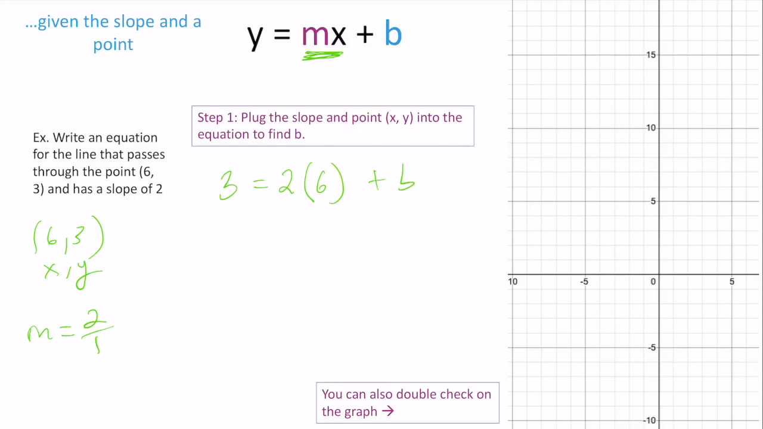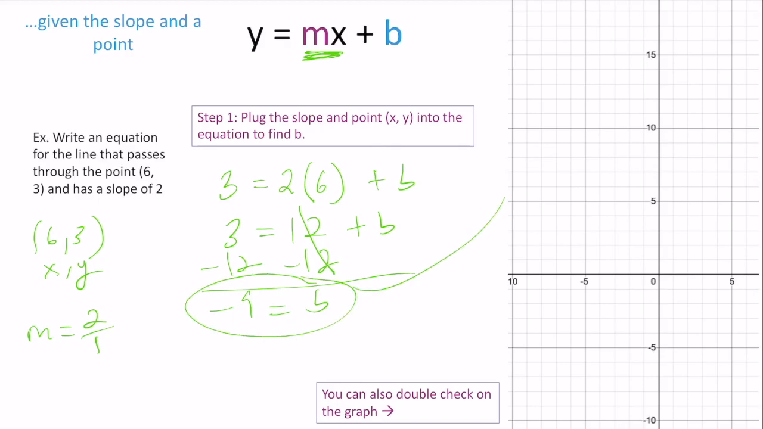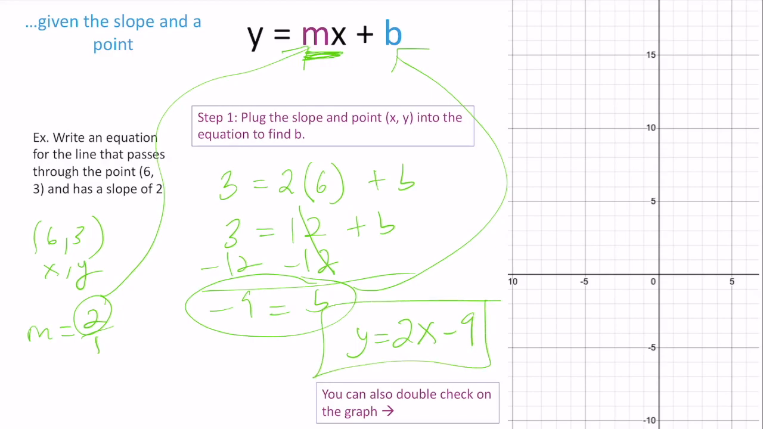But we don't know b, but we can figure that out. So 3 equals 12 plus b. Subtract 12, and I get -9 equals b. So I can pop that in now, and since I already know my slope is 2, I'm done. I can say y equals 2x minus 9. And if we graph that, you can see -9 is down here, and a slope of 2 means up 2 over 1, up 2 over 1, up 2 over 1, and that is what your line looks like.